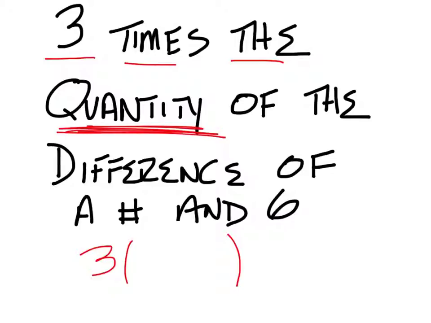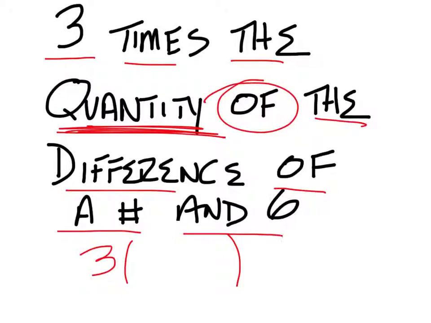What goes inside the parentheses? Yeah, x minus 6. The quantity of the difference of a number and 6 means x minus 6. So that's what that means. 3 times the quantity, x minus 6. Same thing as 3 times the quantity of the difference of a number and 6.